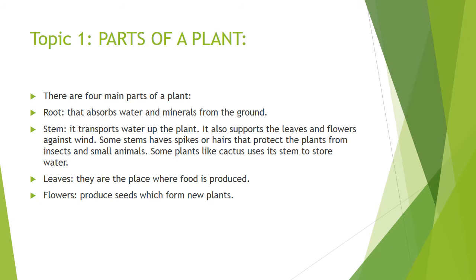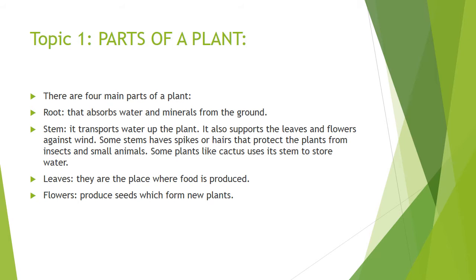Some stems have spikes or hairs that protect the plants from insects and small animals. Now कुछ stems में spikes होते हैं. The function of those spikes is कि वो plant को protect करते हैं insects से और small animals से. Then some plants like cactus use their stems to store water. Now there are some plants like cactus, so it stores water in its stem. I'm going to show you the diagram in the next slide.